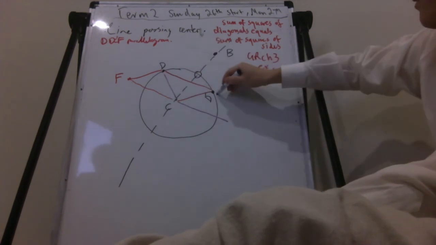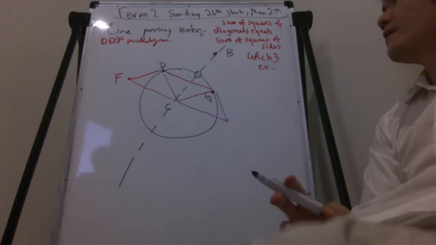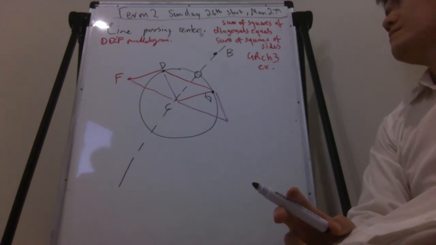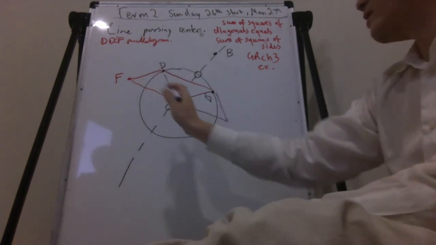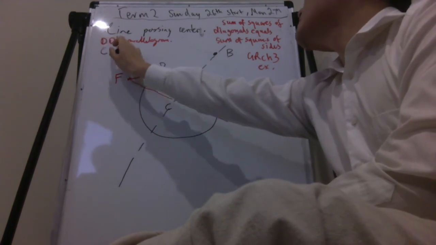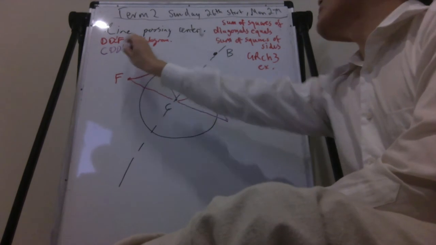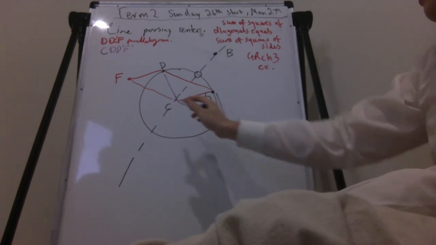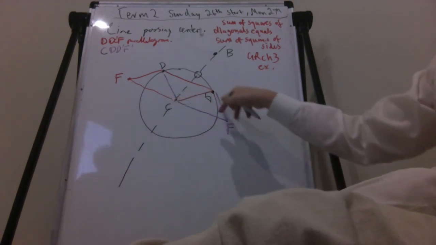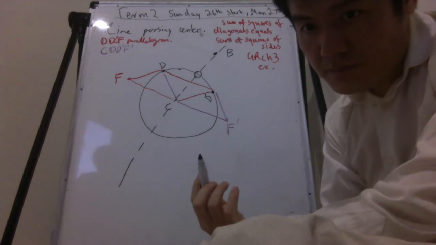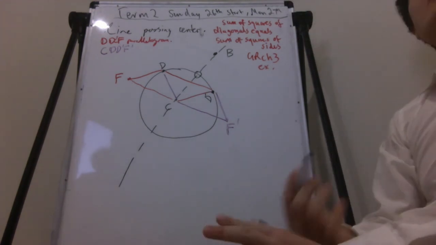Okay, so we draw another parallelogram on the other side, yeah? C, D prime, F prime, yeah? Remember that? Let's do the same thing. You want to make this distance the same as the radius, and this one is D prime, yeah? So you got two parallelograms, yeah?